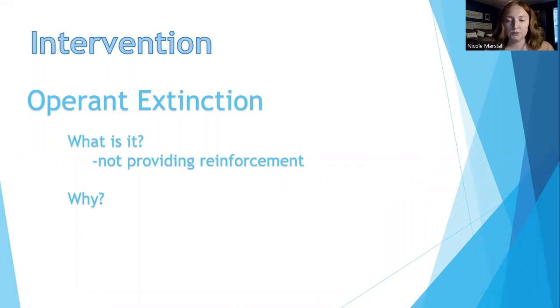The intervention used was operant extinction. Operant extinction is not providing reinforcement to a behavior that was previously getting reinforcement and maintaining the behavior. Operant extinction was selected to decrease the frequency of occurrences that shoe disrobement was happening.